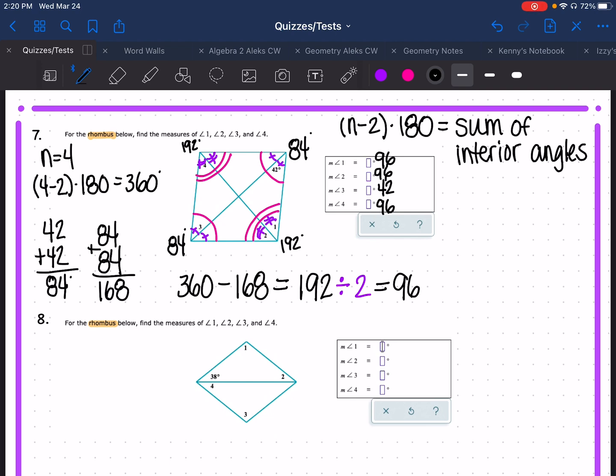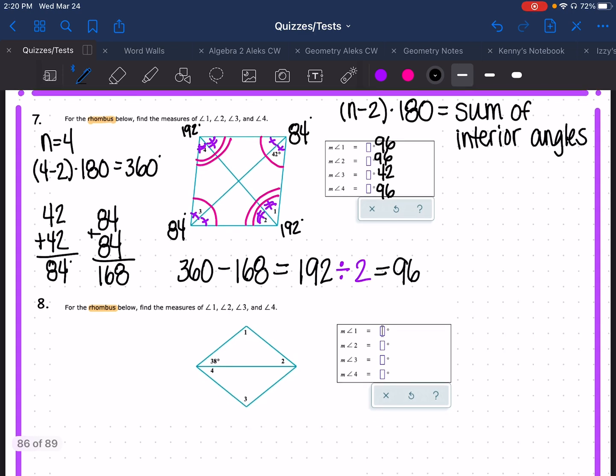Question number 8 is going to do basically the same thing. It's just going to give you different numbers. So I'll go ahead and do it really fast, just to quickly show you. These angles are the same as this angle. That angle is the same as this angle. So I can already say that angle 4 is 38, and I already know that angle 2 is 38 as well. So angle 2, 38, angle 4, 38.